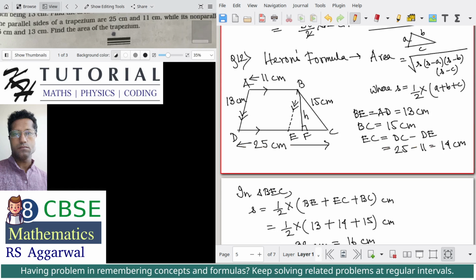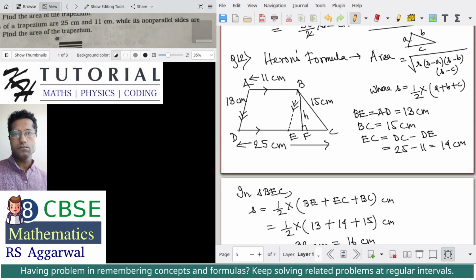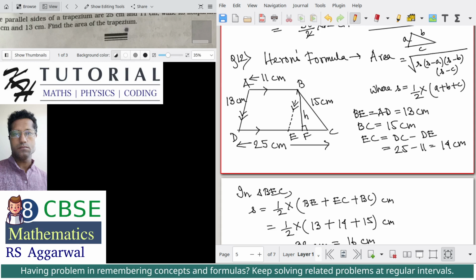The lengths of the parallel sides are 25 and 11, while its non-parallel sides are 15 and 13. So BE will be equal to 13 centimeter, BC is equal to 15 centimeter, EC is equal to DC minus DE, where DE will be 11 centimeter. So DC is 25 minus 11. So the base of the triangle will always be the difference of the parallel sides, which is 25 minus 11, and which is 14 centimeter.